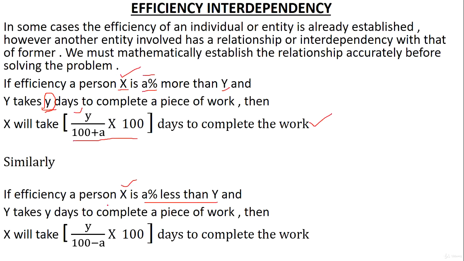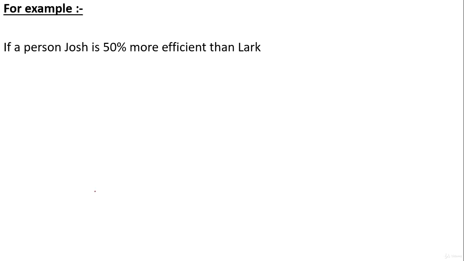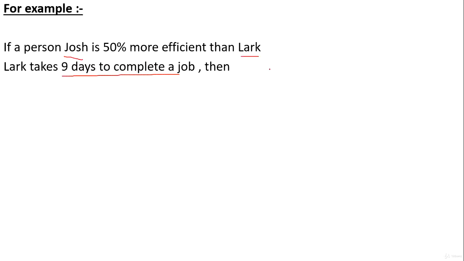Now for better clarity, we will take an example. For example, there are two people. One person is Josh and another person is Lark. And Josh is 50% more efficient than Lark. Right? So what do we do now? Now Lark takes 9 days to complete a job. Then how many days will Josh be able to complete the work? That we have to find out.